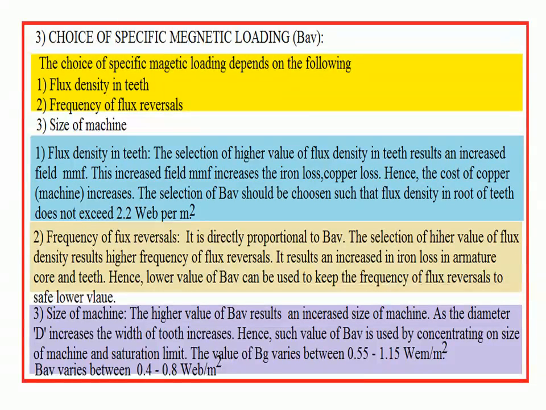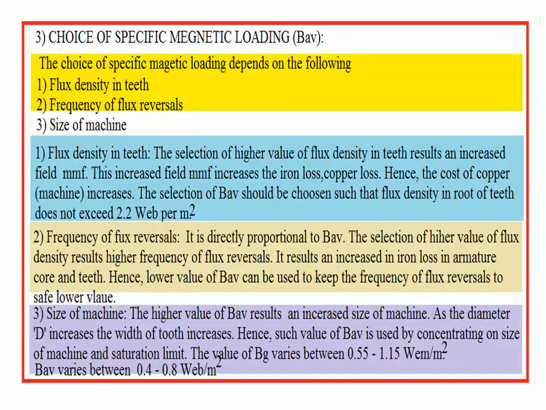Then you can construct 2 lines. It is directly related to B average. Hence, if we are using higher values of B average, it results in a high frequency of flux reversals. This results in an increased iron loss in the armature or core. Hence, we have to select a lower value of B average to keep the frequency of flux reversals at a safer value.